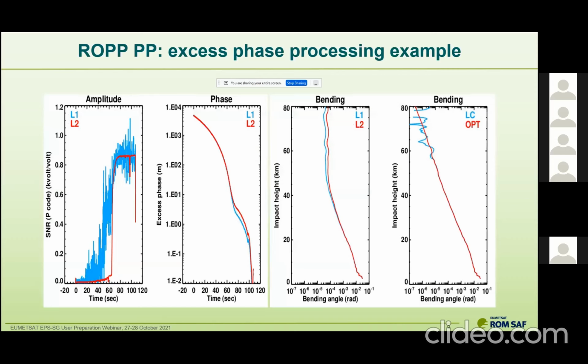Just a quick example of one processing example. On the leftmost picture, we've got the signal to noise ratio of a rising occultation. You can see here, because the signal to noise is increasing, it's getting clearer as the ray rises through the atmosphere. And we've got L1 and L2 marked separately there.